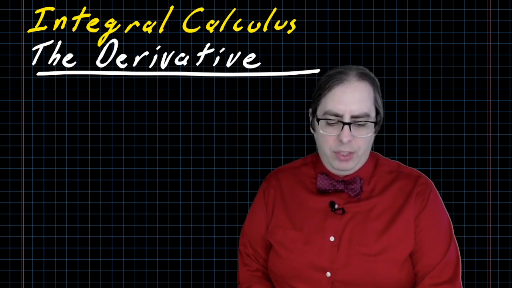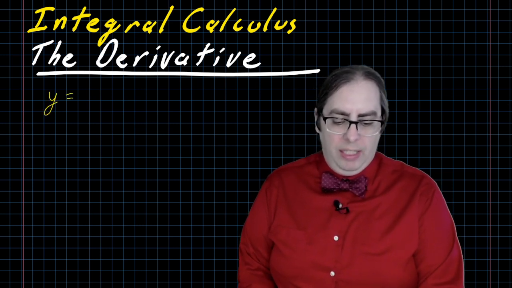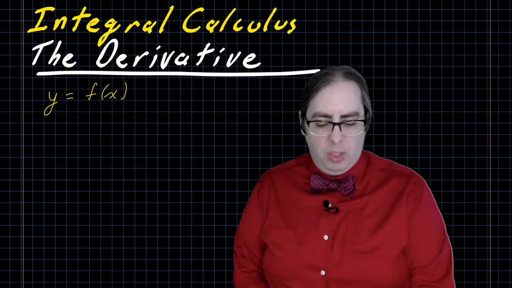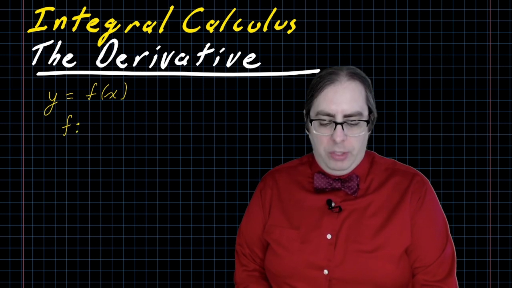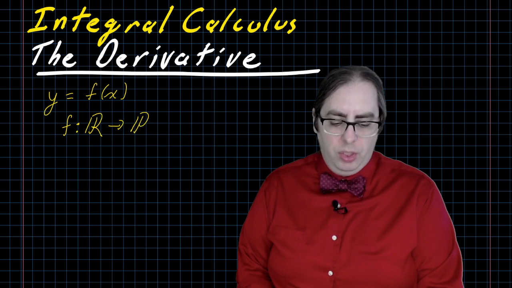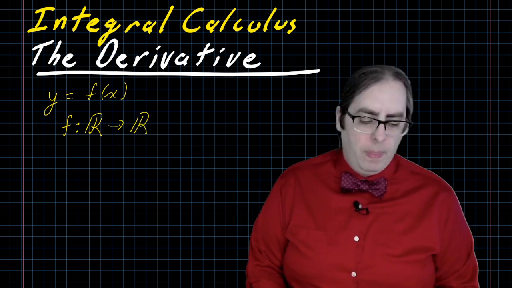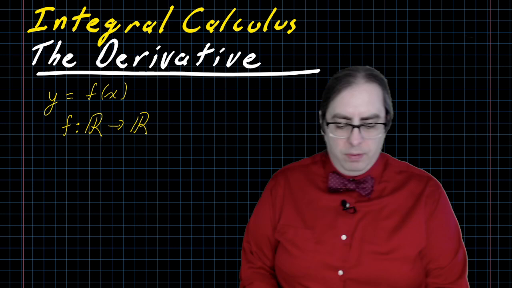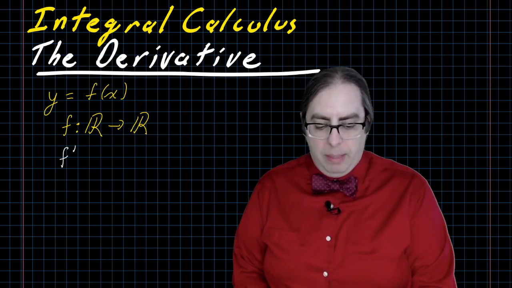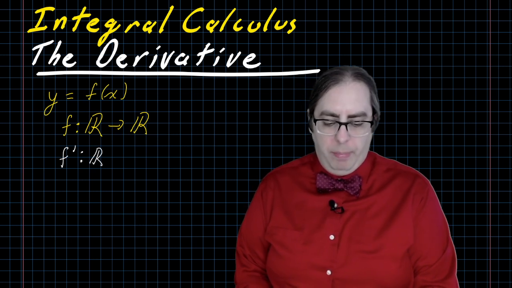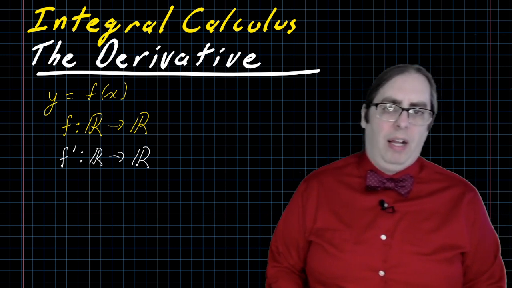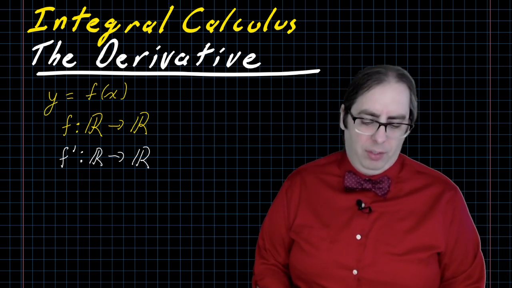If we have a function, generally something like y equals f of x, or if we want to be more technically correct, we can talk about the function f, which maps from the domain of all real numbers to the range of all real numbers. Then the derivative of this function is going to be f prime, which will again map from the domain of real numbers to the range of real numbers, or some subset thereof. I'm not that worried about the details.